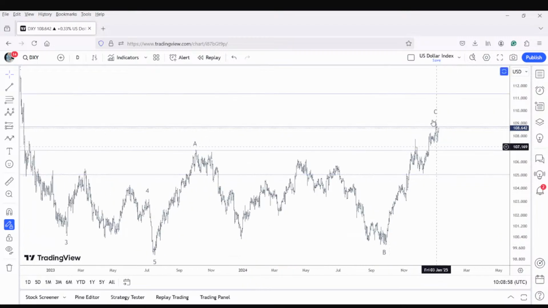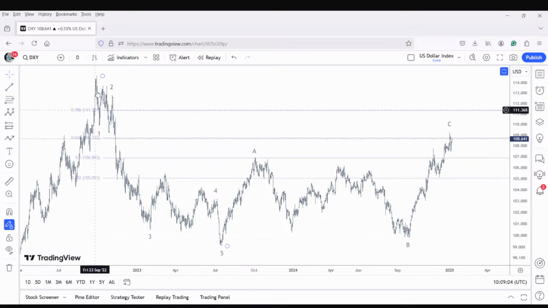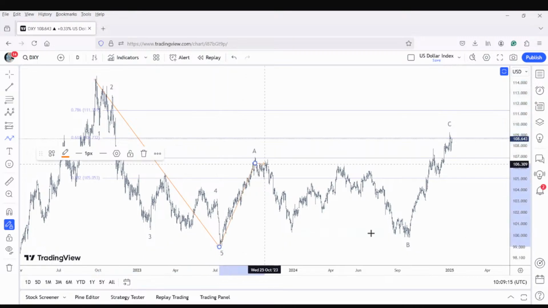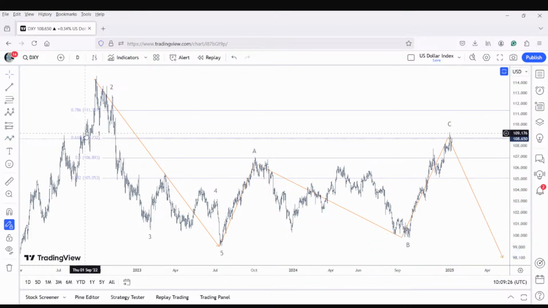That is lower degree wave one and wave two also complete, but we will take it up on an hourly chart. So in a nutshell, five down followed by three up should be five down from here. All right, that's the bigger picture.